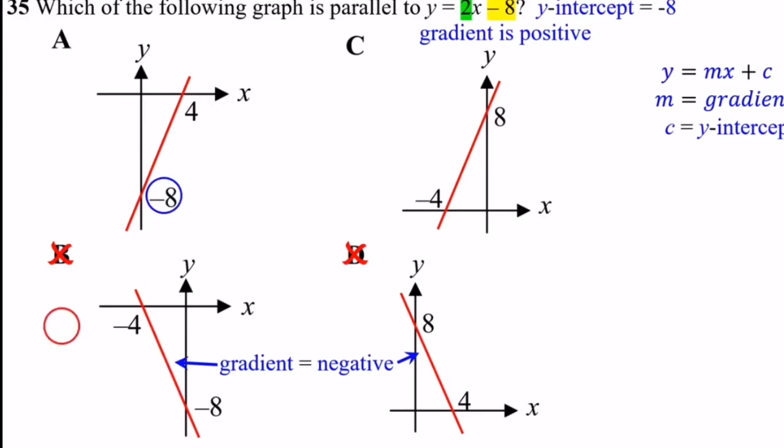Okay. So finally, we solve question 35. The answer for 35 is A, just gradient and y-intercept. It's very simple. Okay, so let's proceed to the next question, which is question 36.